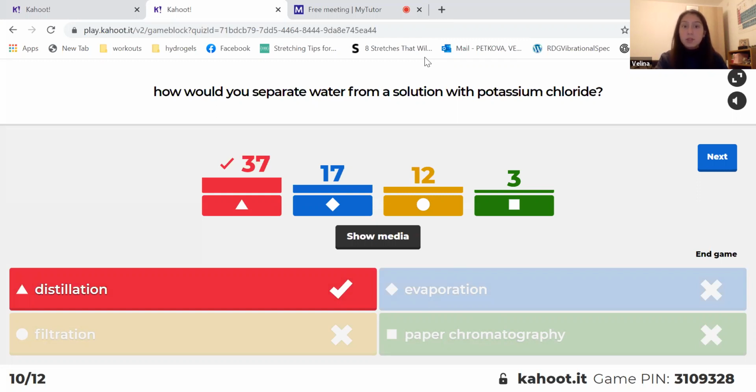Yeah, so if the water evaporates, it just goes into the atmosphere. It just goes into the air, and therefore you're not catching it. Whilst in distillation, you obviously cool down your water and then you capture it. So that's why you separated it.